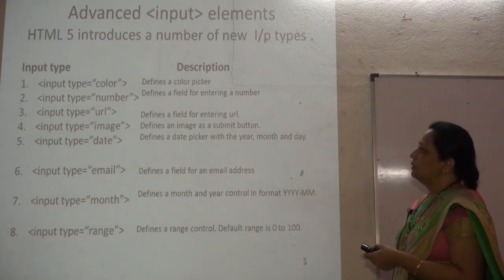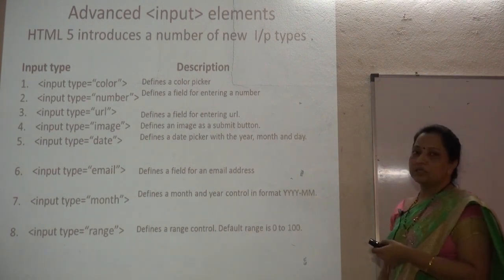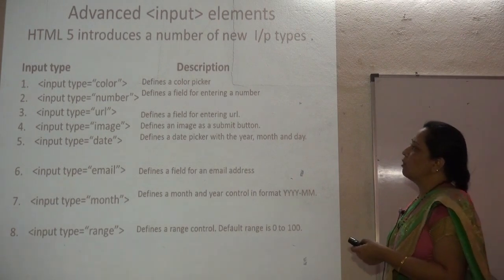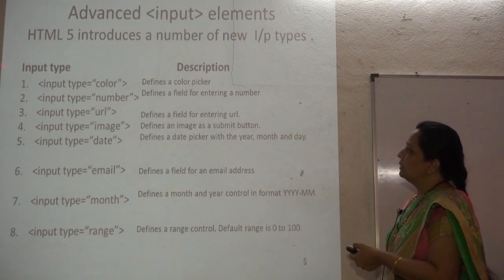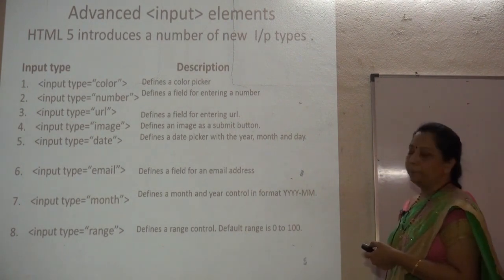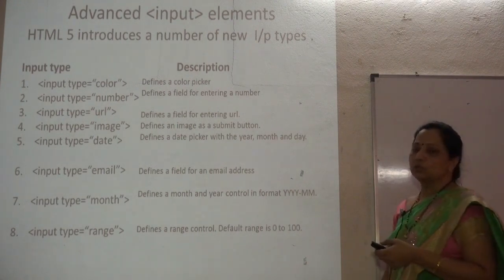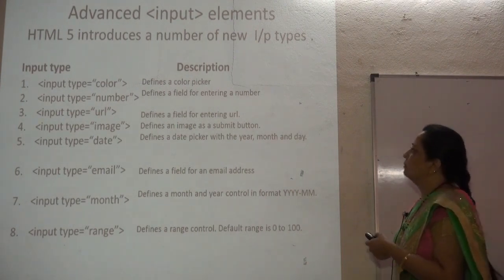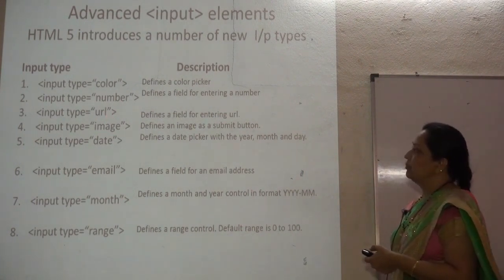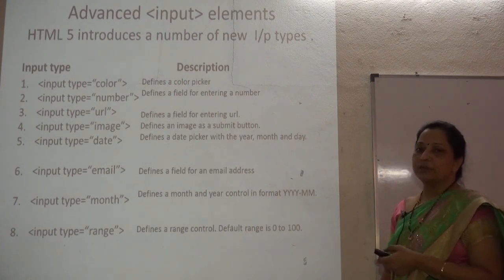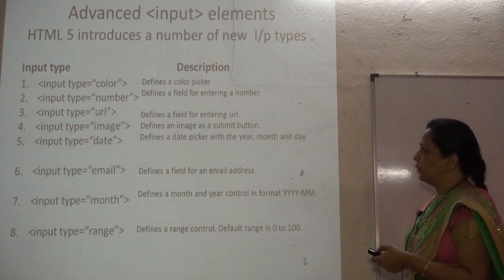The first input type equal to color defines a color picker, meaning if we want to choose any color we can select from this. Second is input type equal to number, which defines a field for entering a number, so 1, 2, 3, etc. Number 3, input type equal to URL. The long form of URL is Uniform Resource Locator. It defines a field for entering a URL.